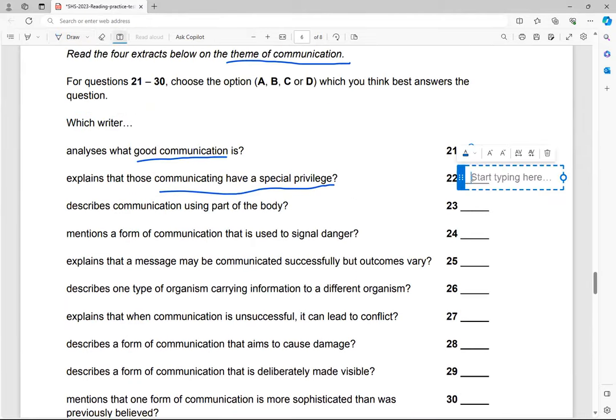So having highlighted or underlined and taken notes on the main ideas of Extract A, we very quickly find that the answer to question 22 is A.